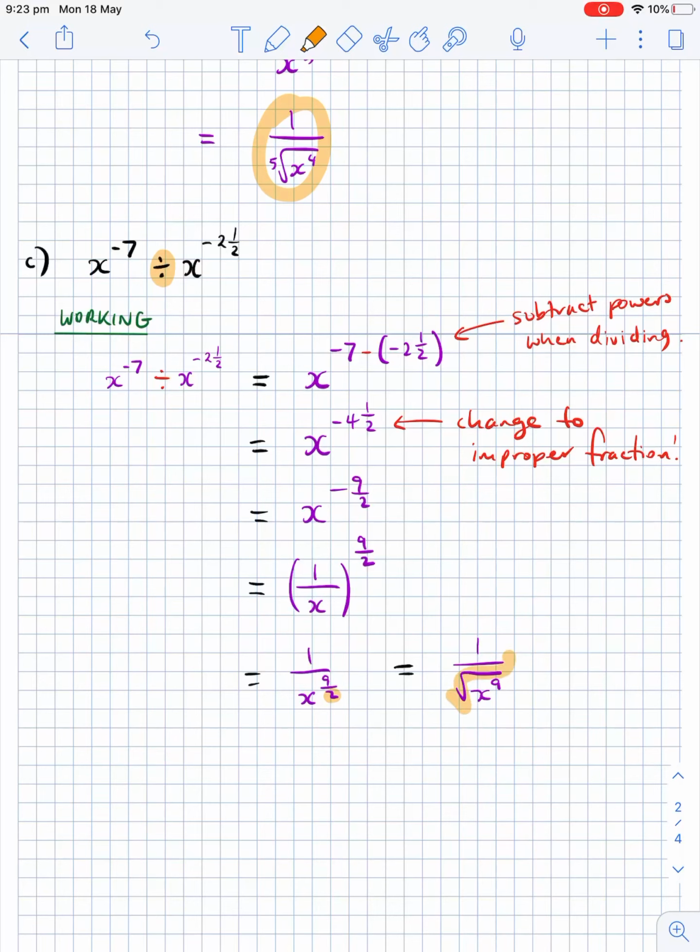The 2 indicates the square root, and the 9 powers the x underneath, and we get a final answer of 1 over the square root of x to the power of 9. So they do take a bit of time and some practice, but you'll get there. Good luck with the questions.